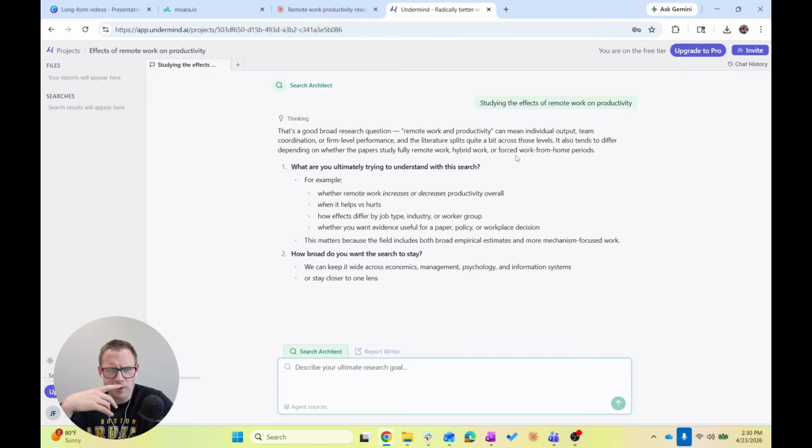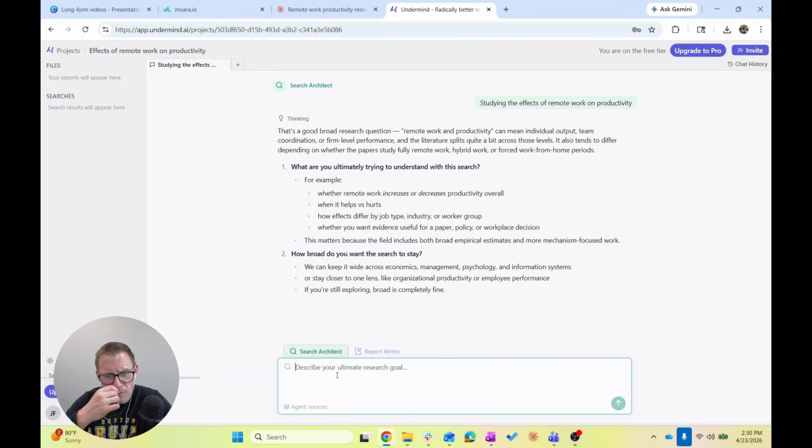There was like a big article I had them review. I think it's mixed effects. Some are positive, some are negative. That's my hypothesis, but we'll see if that's true. Okay, so Undermine always gives you two follow-up questions. What are you ultimately trying to understand with the search? For example, whether remote work increases or decreases productivity overall, when it helps versus hurts.